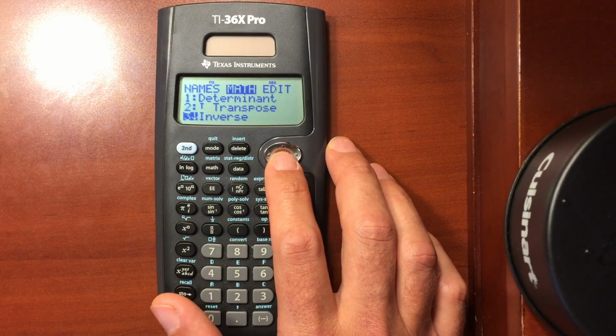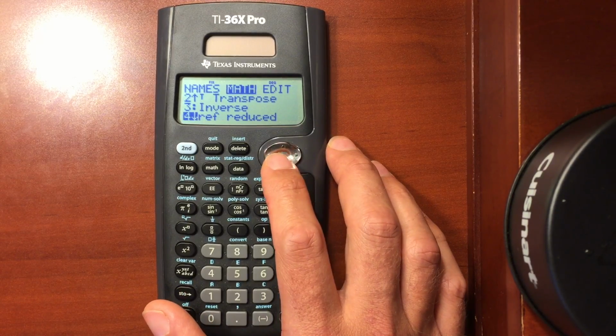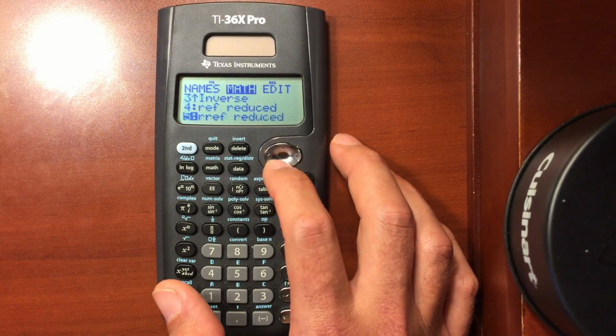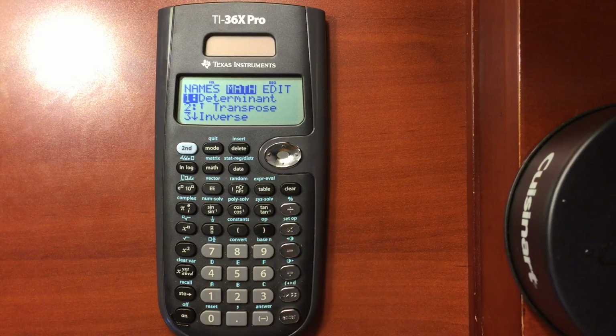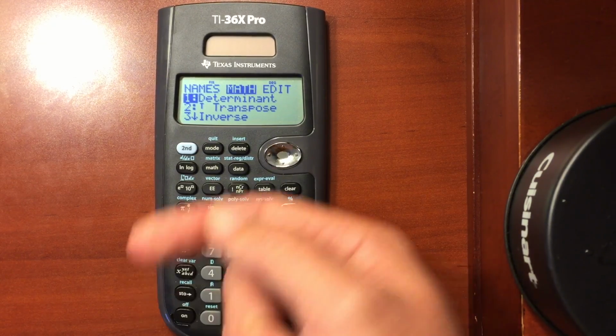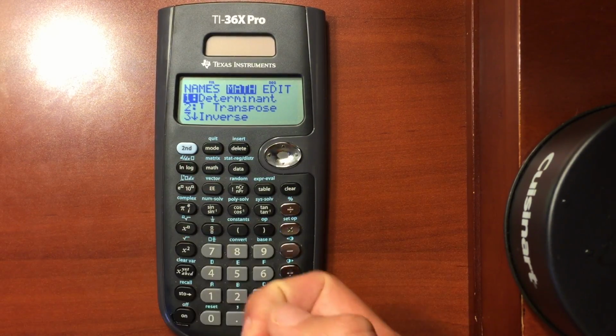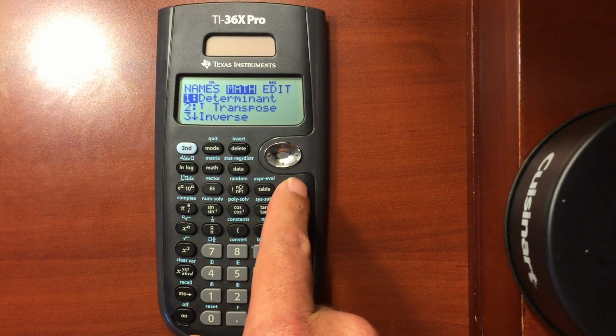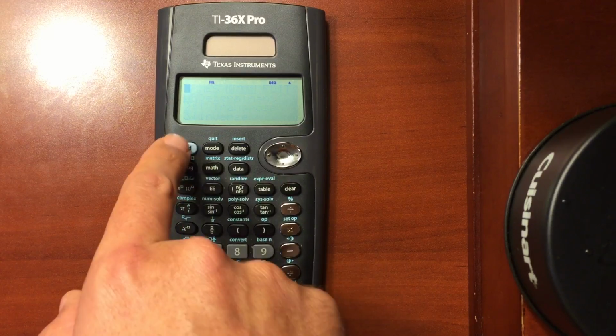And then you have the inverse. You can do the inverse of a matrix, reduced row echelon form. So yeah, there's your matrix operations. Again, it just requires going into this menu several times to pick your matrix that you want to do, to edit your matrix, and then to pick the operation that you want to do on your matrix.